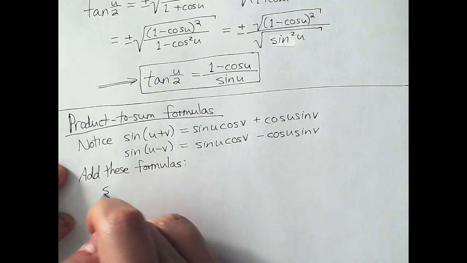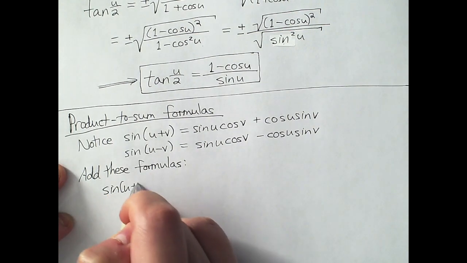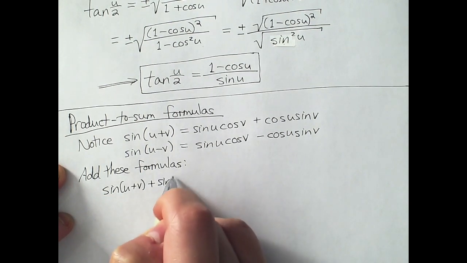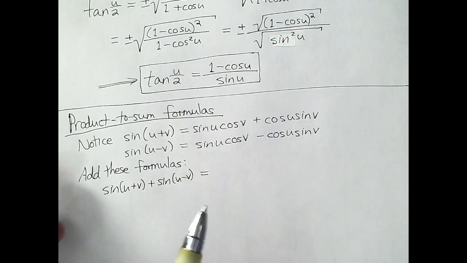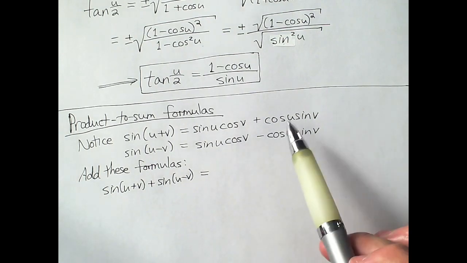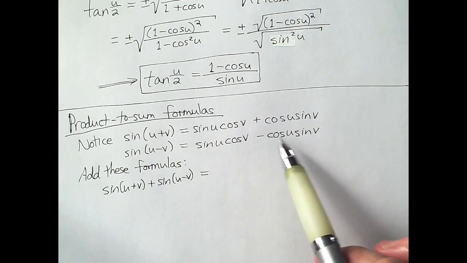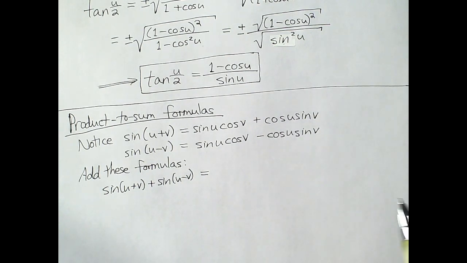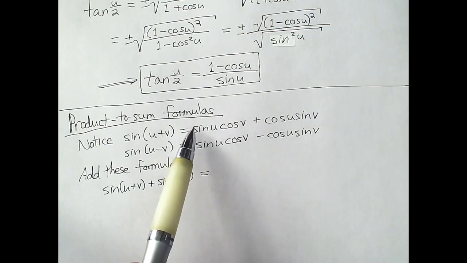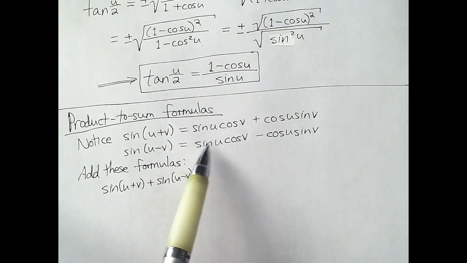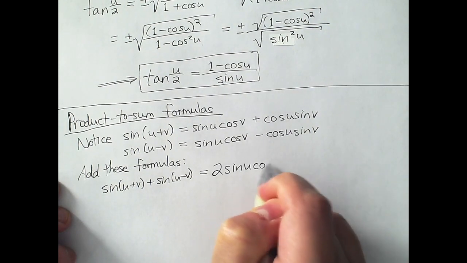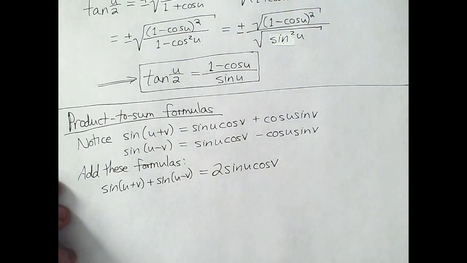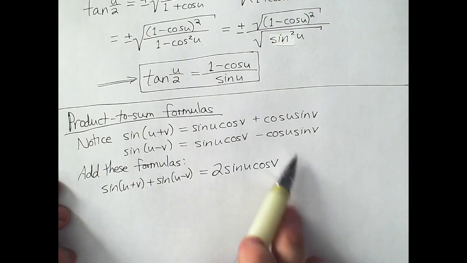So the left-hand side plus left-hand side equals. What happens when you add the right-hand sides? There's going to be some stuff that cancels, right? The cosine u sine v and the minus cosine u sine v, they just cancel each other. So what you're left with is sine u cosine v plus sine u cosine v, also known as 2 sine u cosine v. This looks like we just found a new identity. I mean, it's kind of interesting, maybe.